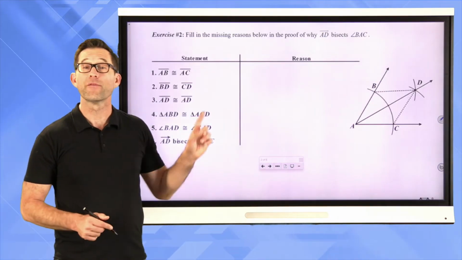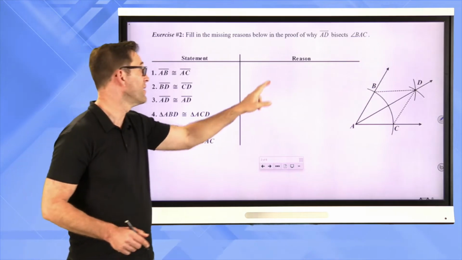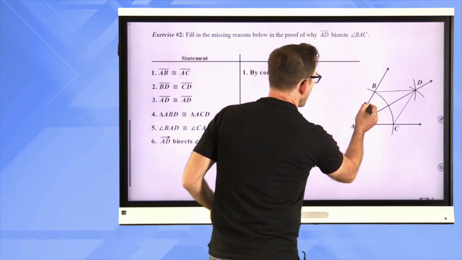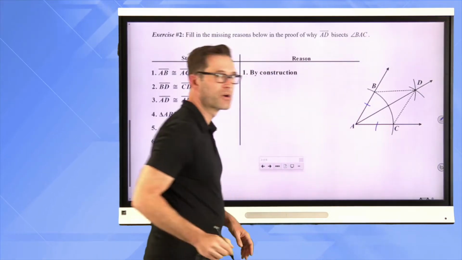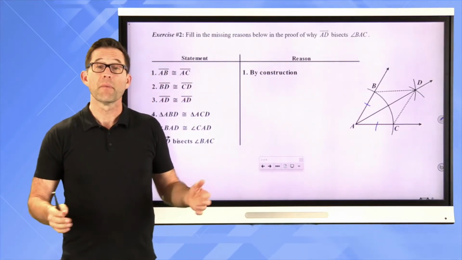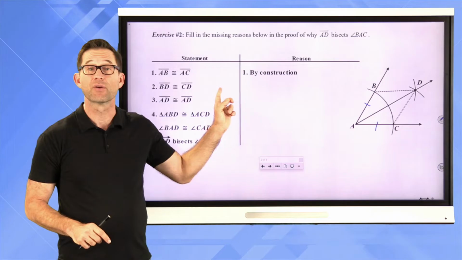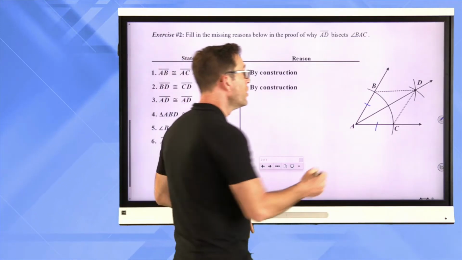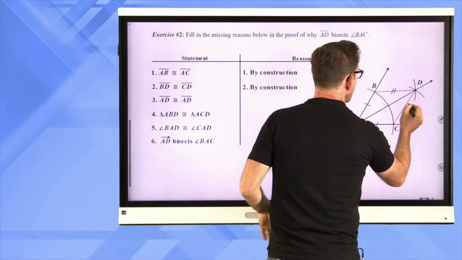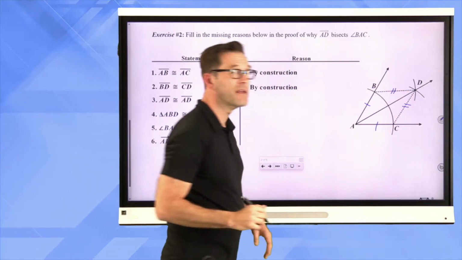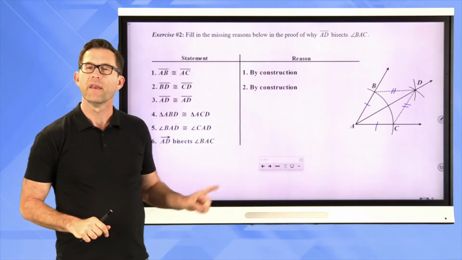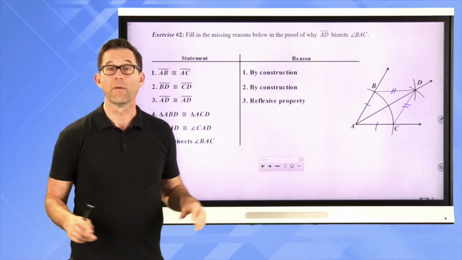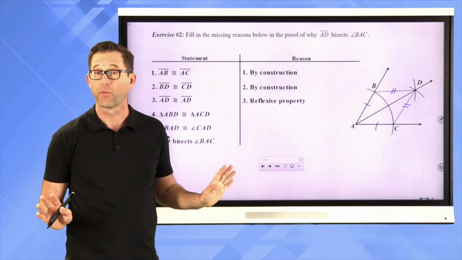All right, well, the first one, AB is congruent to AC, that's by construction. I'm going to actually mark that right now. Those two are congruent. All right, my second line, BD is congruent to CD, that is also by construction, right? We set that particular radius and we made sure that it was the same. Now, why is AD congruent to itself? Well, that's simply the reflexive property, right?